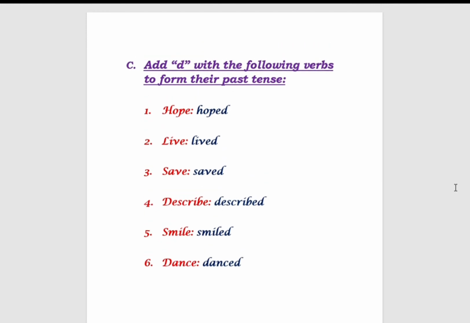Now in this exercise C, you have to add D with the following verbs to form their past tense. You can see these words written in red in the questions, they're all ending with E. So as per the rule, you are adding only a D with it. Like hope will become hoped, live, lived, save, saved, describe, described, smile, smiled, dance, danced.